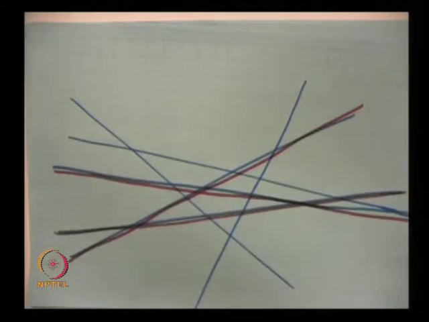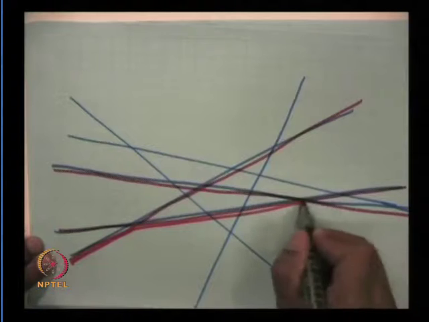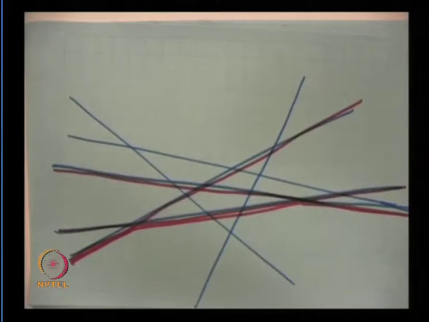Suppose these 3 lines were chosen. Now, what I am going to do is look at the label 0 of this set R. So that is label 0 of R. It means that this is a label in this case. Okay. And let me introduce the following notation. It will be just easier.